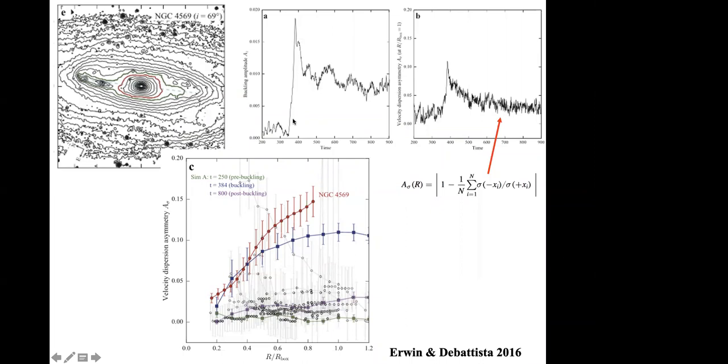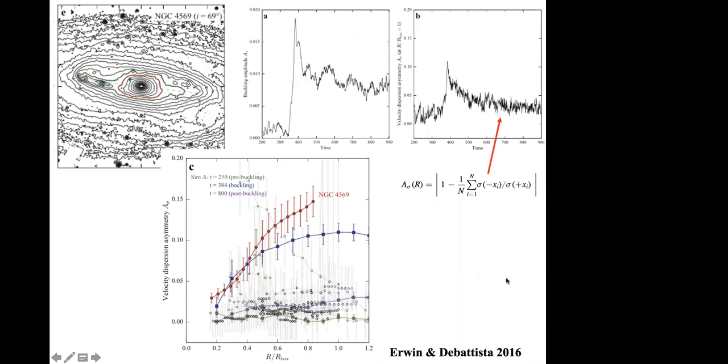Now, if we look at the difference in the velocity dispersion between this location and this location and plot that as a function of time in the simulation, we see that at that same time, a suddenly very large asymmetry between the two sides occurs. And that's just given by this simple expression here.